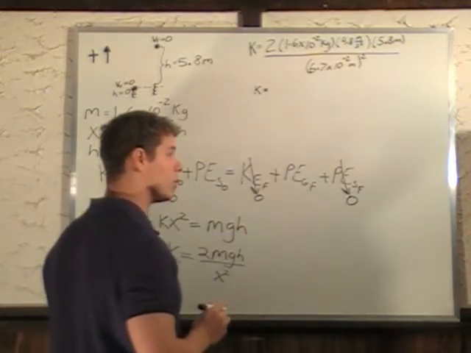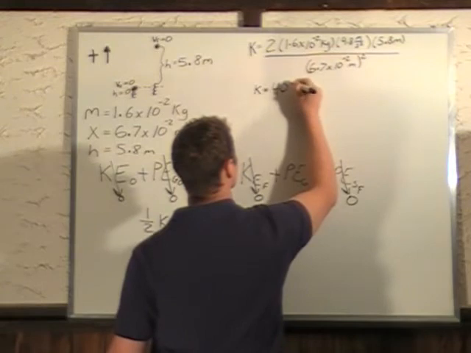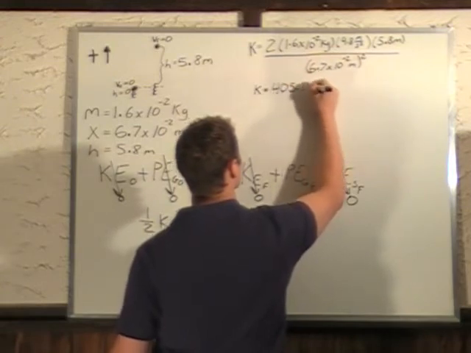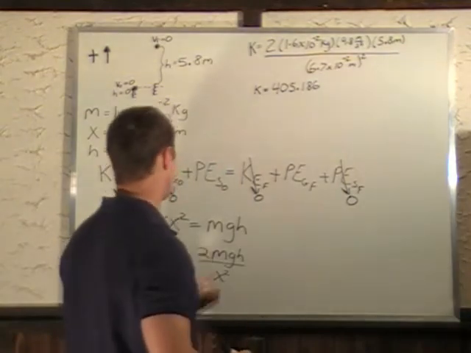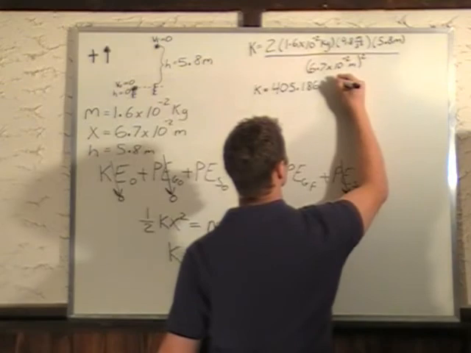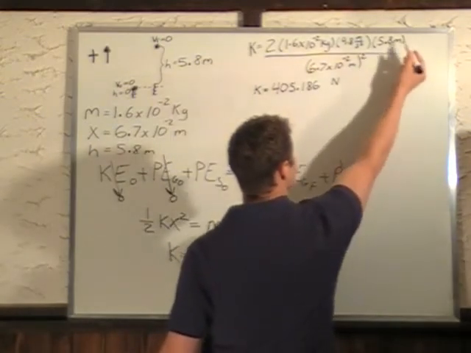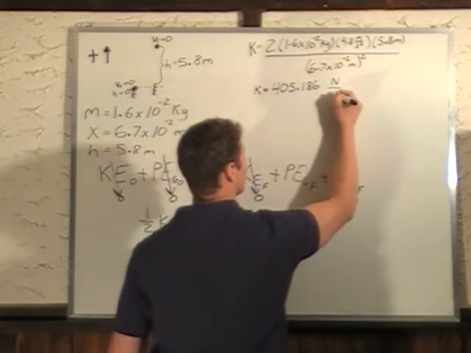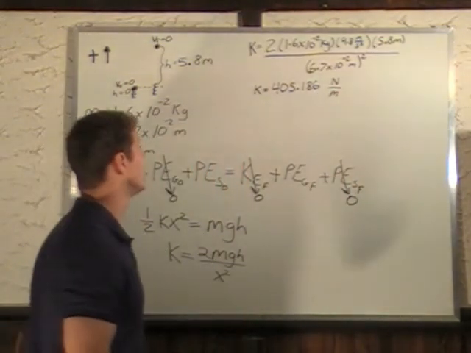Okay, so if we plug this into our calculator, we get k equals 405.186. Now let's check the units. Okay, we have m times g, kilogram meters per second squared, is newtons. And we're going to have meters squared on the bottom and meters up top, so we're left with a meter on the bottom. Newtons per meter, and that's what the spring constant is in, newtons per meter.